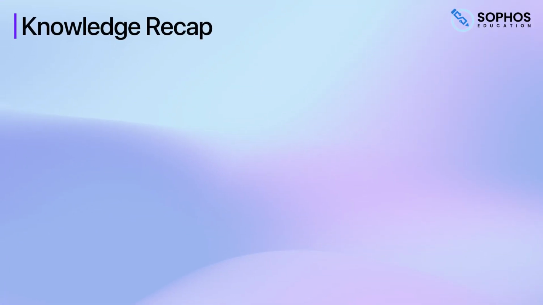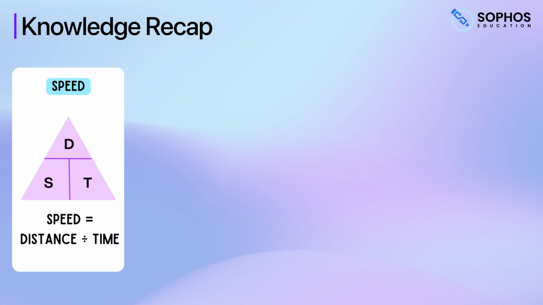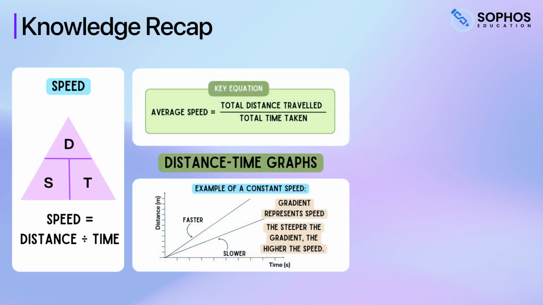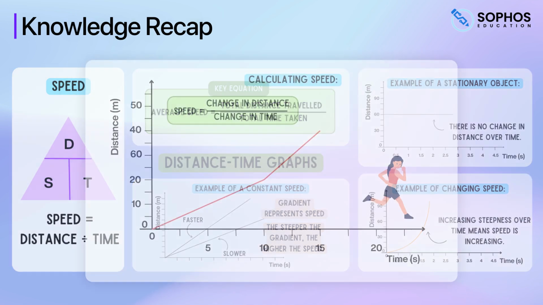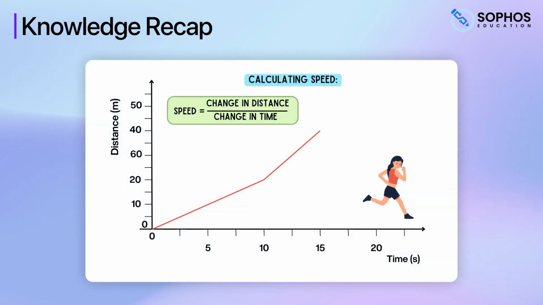So far, you have learned the formula for calculating speed and how to calculate average speed. You also know the main features of distance-time graphs, such as understanding how to read distances and times from the axes, and recognizing the significance of different slopes. Building on this foundation, we will now explore how to calculate speed from distance-time graphs.